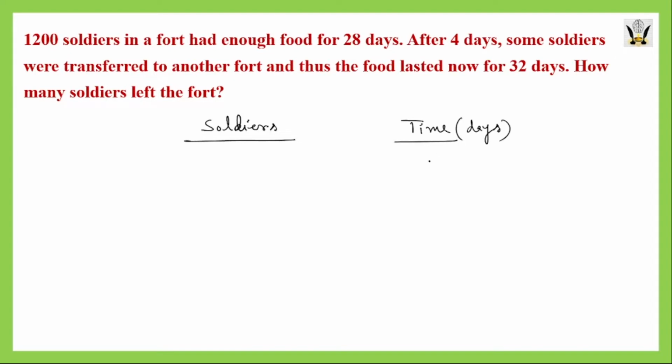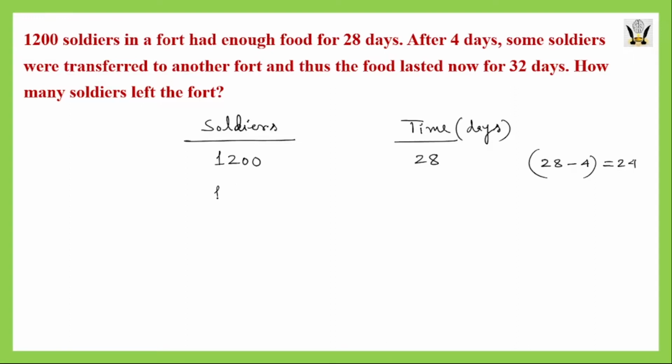So as per the first line, we can see here that 1200 soldiers can finish a particular amount of food in 28 days. Now, after 4 days, some soldiers were transferred to another fort. So, after 4 days means 28 minus 4, it will be 24 days. That means if all the soldiers that initially we had in that fort had stayed back, then 1200 soldiers can have that food for the next 24 days.